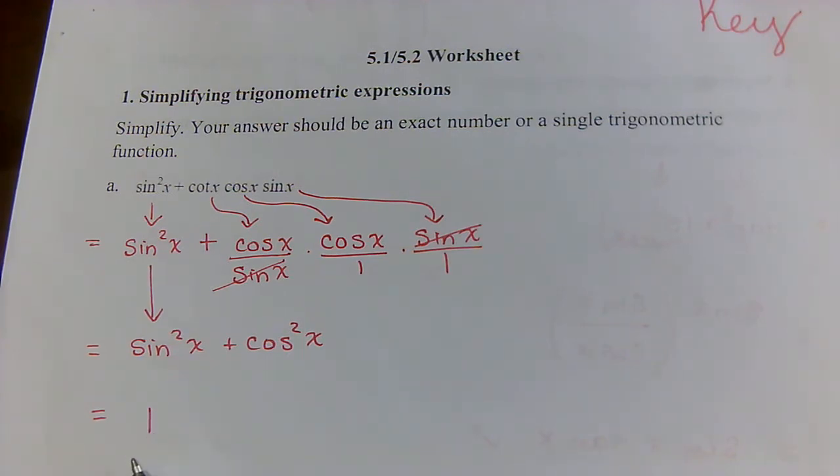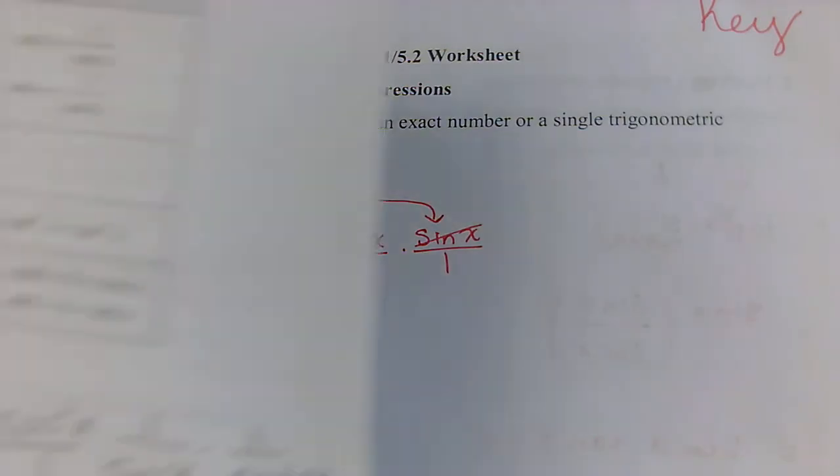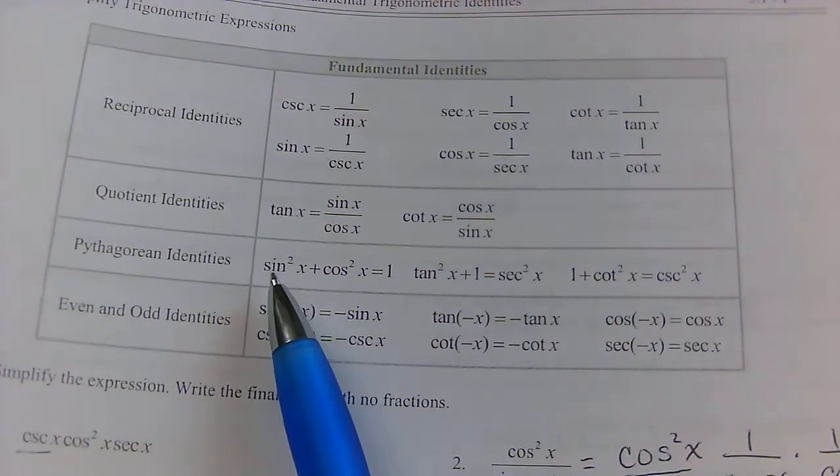Remember, these are the identities that you need to have memorized. You will not be given these on your reference sheet. Okay, this is the identity that I was talking about. Sine squared plus cosine squared is equal to 1.